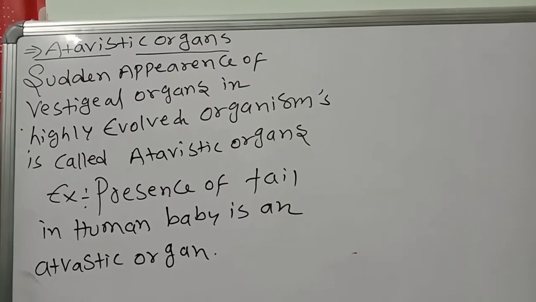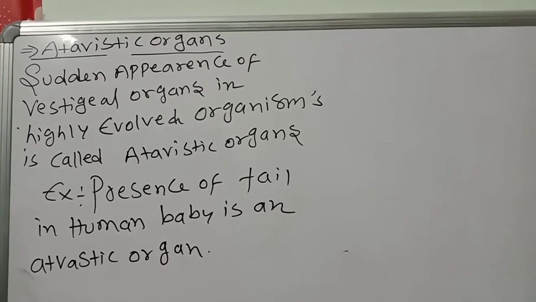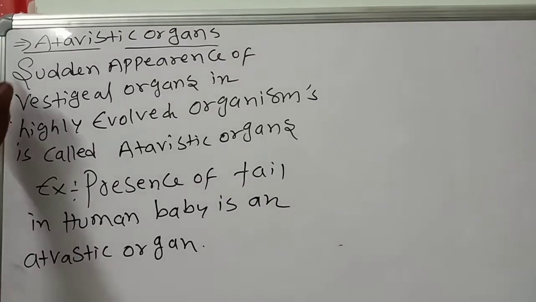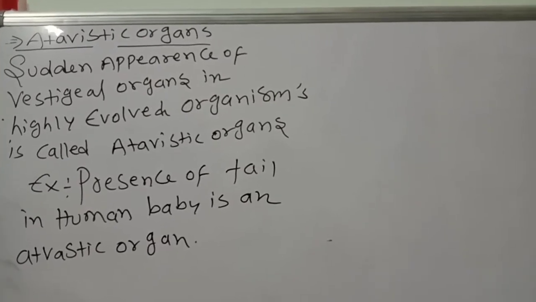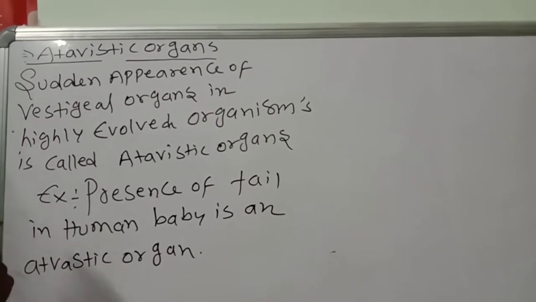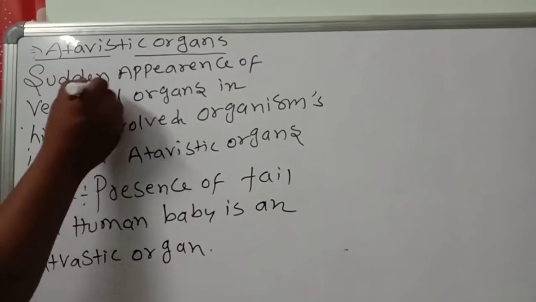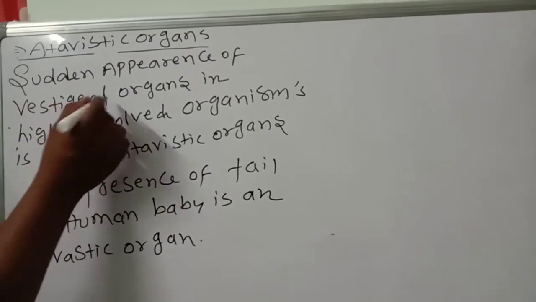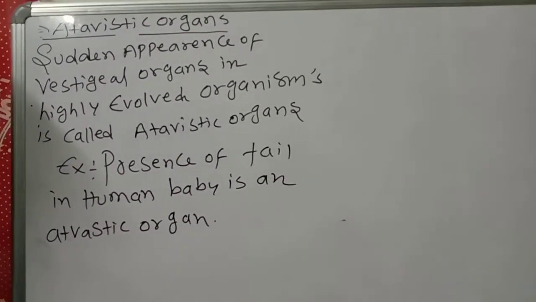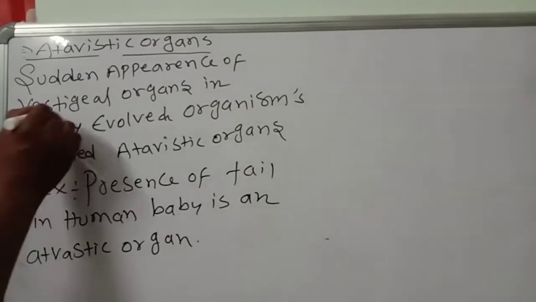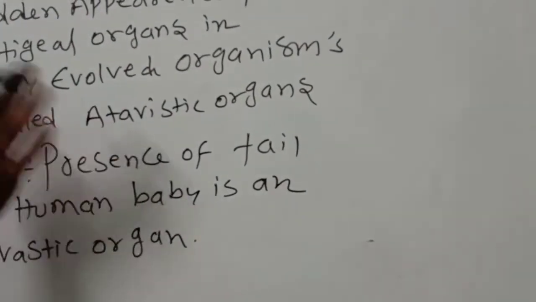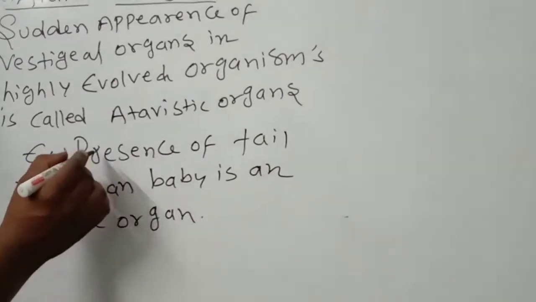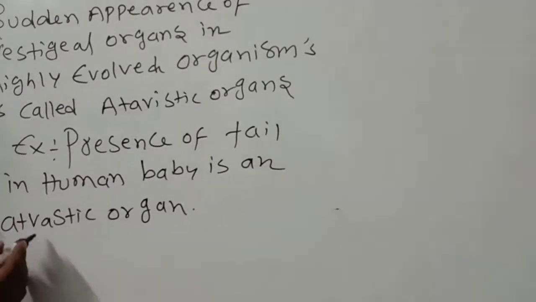So we are discussing comparative studies, anatomical comparative studies. You know very well, the most important thing is evidence from comparative anatomy. In that anatomy, atavistic organs: remember this word, the sudden appearance of vestigial organs in highly evolved organisms. Suddenly vestigial organs will be formed. Those vestigial organs developing in highly evolved organisms are called atavistic organs. Example: presence of a tail in human babies is an atavistic organ.